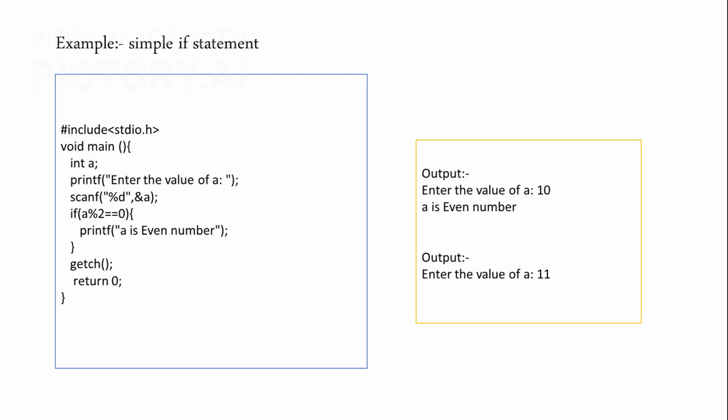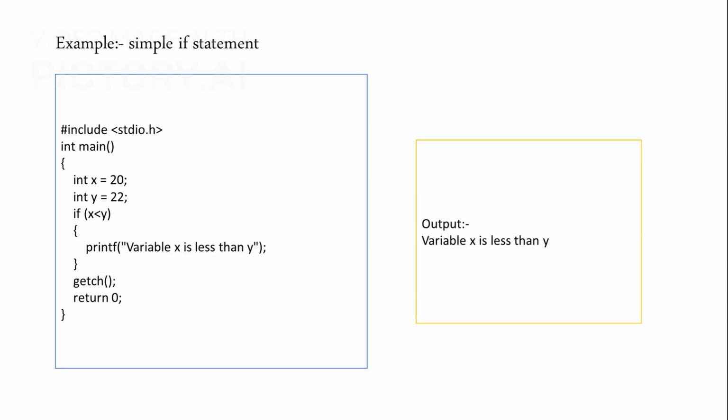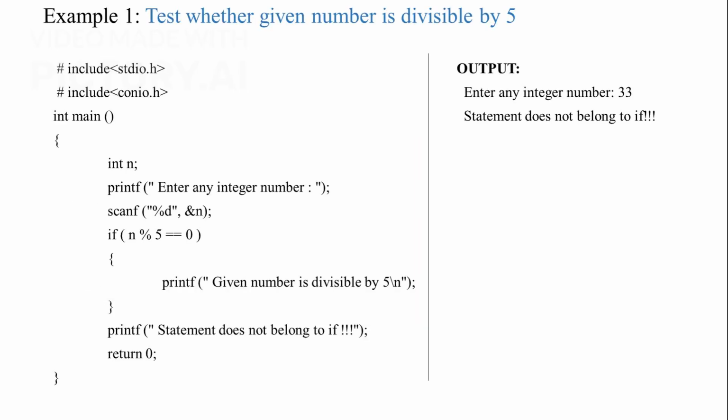Here's an example of a simple if statement in C, demonstrating how to check if a number is even. Another example of a simple if statement, illustrating how to compare two variables and determine their relationship. This example tests whether a given number is divisible by 5, showcasing the use of if statements for condition checking.